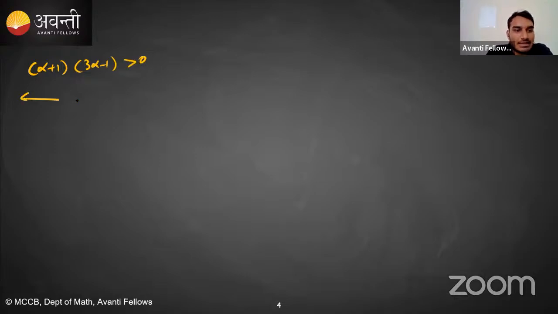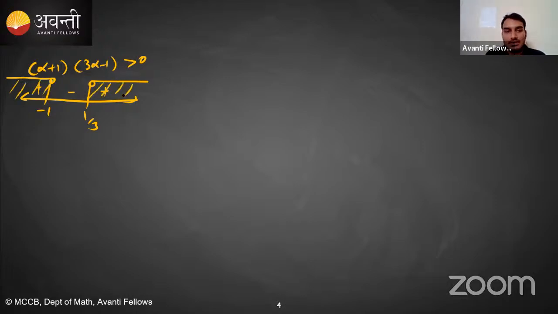So how do you solve this? Find the critical points, which are -1 and 1/3, right? Now we need the positive region. So this is plus, minus, plus. This is the region of interest. On solving the first, we got that our alpha is in (-infinity, -1) union (1/3, infinity), right? Is this clear, students? Is this clear?